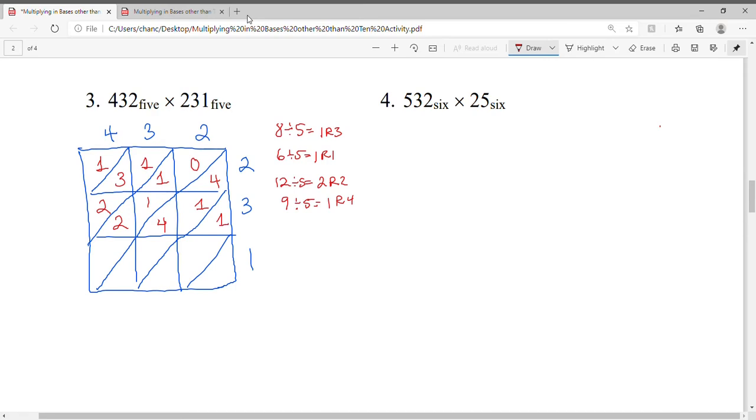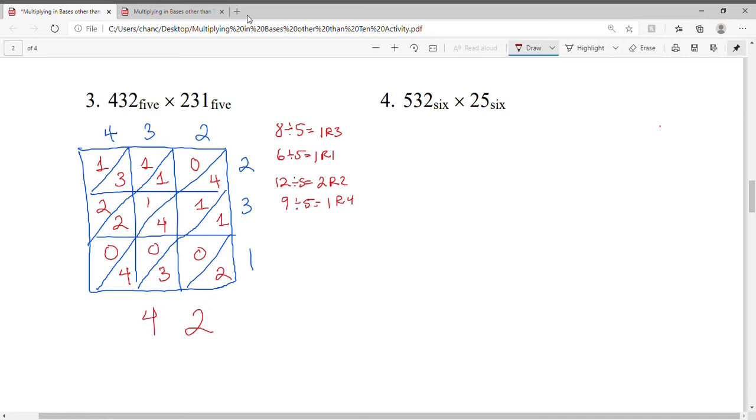And now we'll do the bottom row, which is pretty nice, it's a 1. 1 times 4 is 4, so we'll put a 0 here and a 4 here. 1 times 3, that's 3, so we'll put a 0 and a 3. 1 times 2 is 2, we'll put a 0 and a 2. Now we can add our diagonals. This is a 2, 1 plus 0 plus 3, that's 4.